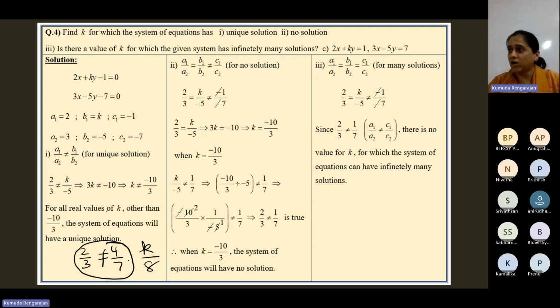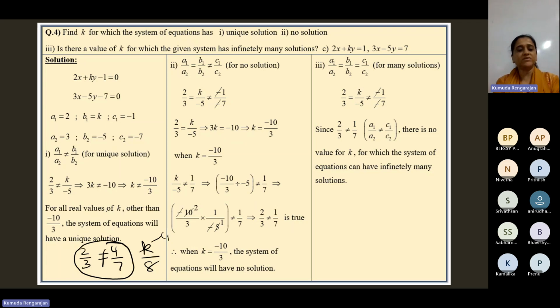There is no k involved there. So directly you see that 2 by 3 is not equal to 4 by 7. And that k is in C1, C2. Here in C1 is k. So what will be the answer for this situation? For all real values of k, the system of equations will have a unique solution.